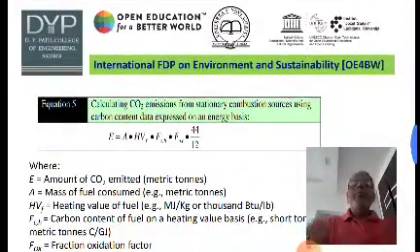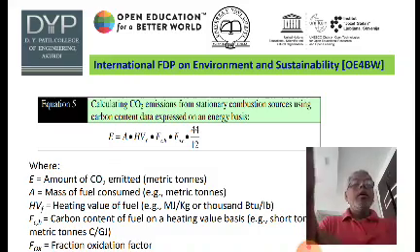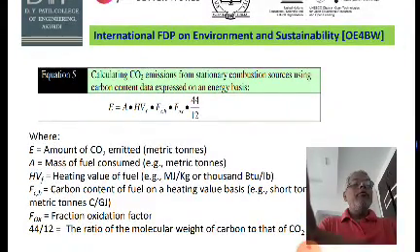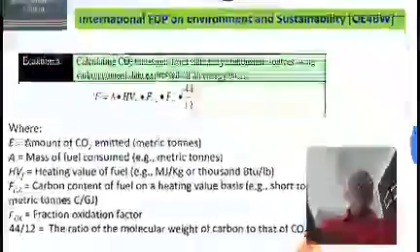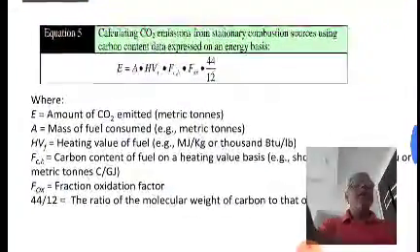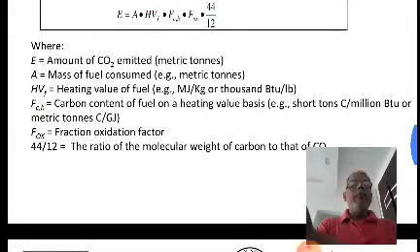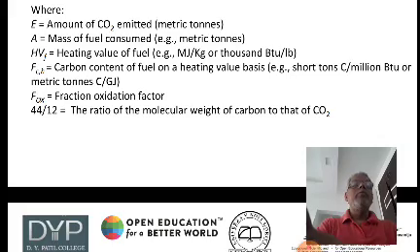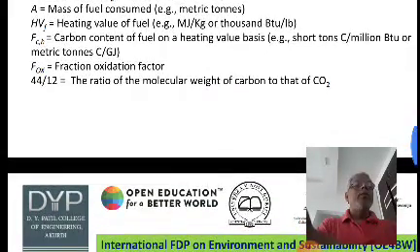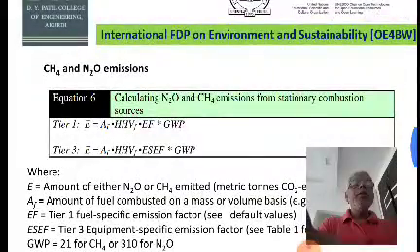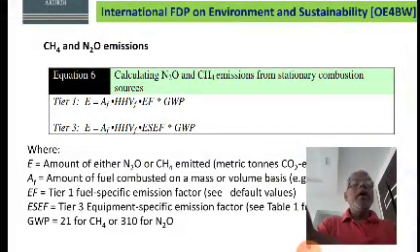Then calculating the CO2 emission from stationary combustion sources using the carbon content data expressed on an energy basis. Where E is the amount of CO2 emitted, A is the mass of the fuel consumed, HVF is the heating value of the fuel, FCH is the carbon content, FOX is the fraction oxidation factor, and 44 by 12 is again the ratio of the molecular weight of the CO2 to that of the carbon. Then how to calculate the CH4 and N2O emissions.